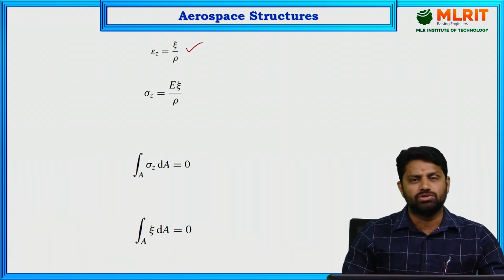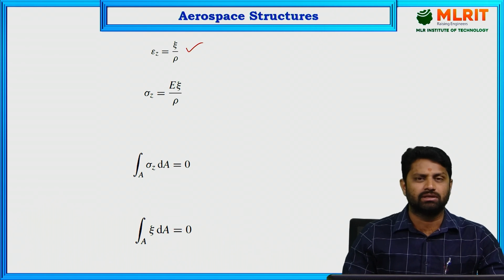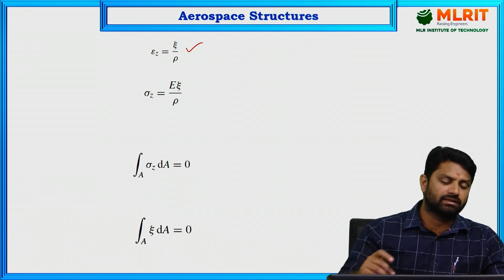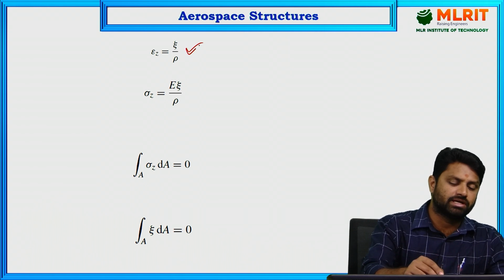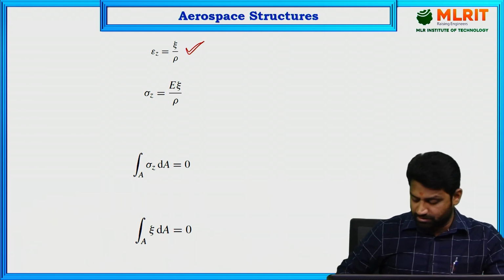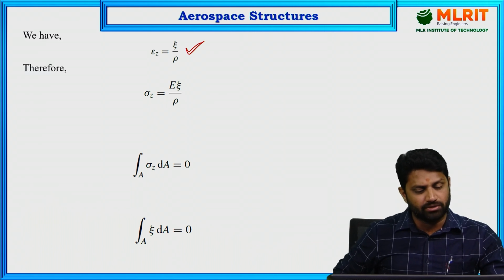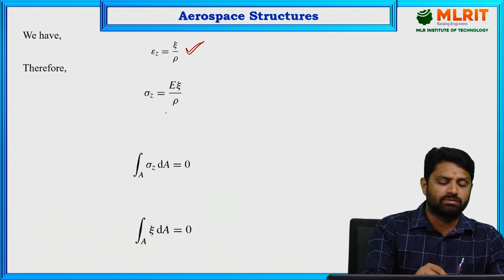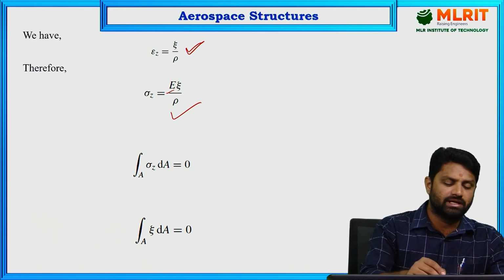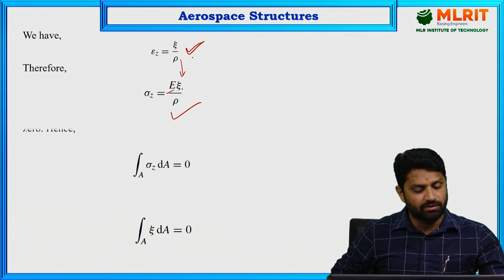Usually we write strain as the change in length by original length. So we write epsilon z equals zeta by rho from the diagram. Once you know the strain, that is epsilon z, you can calculate the stress, sigma z, equals Young's modulus E into strain, that is zeta by rho, from the above equation.